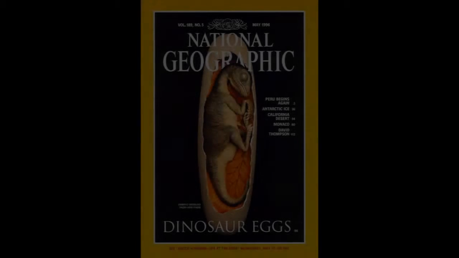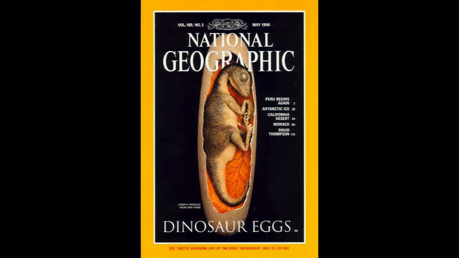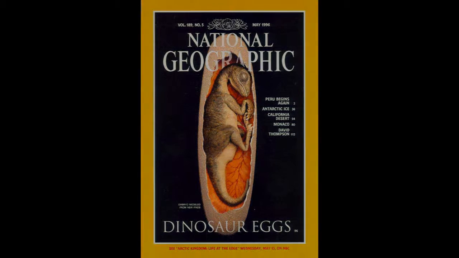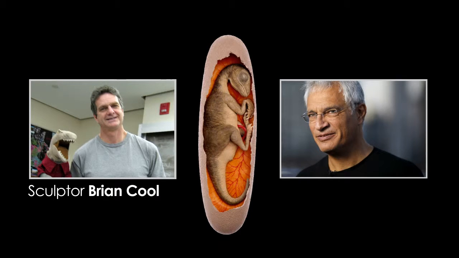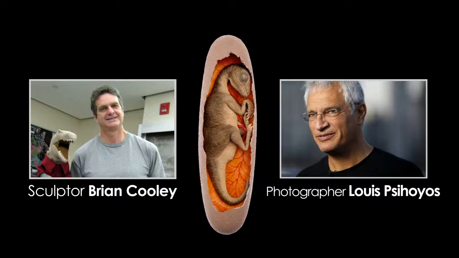This photo, published in National Geographic in May 1996, is a photograph of a sculpture similar to the actual dinosaur embryo fossil. Brian Cooley, the sculptor, and Luis Hoyos, the photographer, participated in this project. Brian created the dinosaur egg sculpture, and Luis took the photograph of Brian's work.